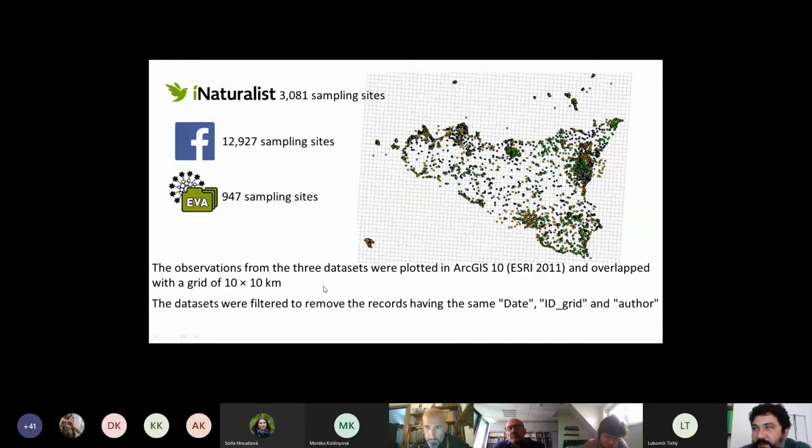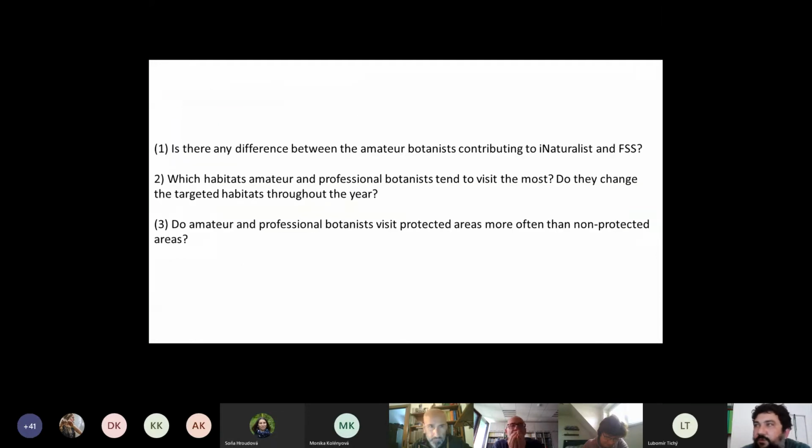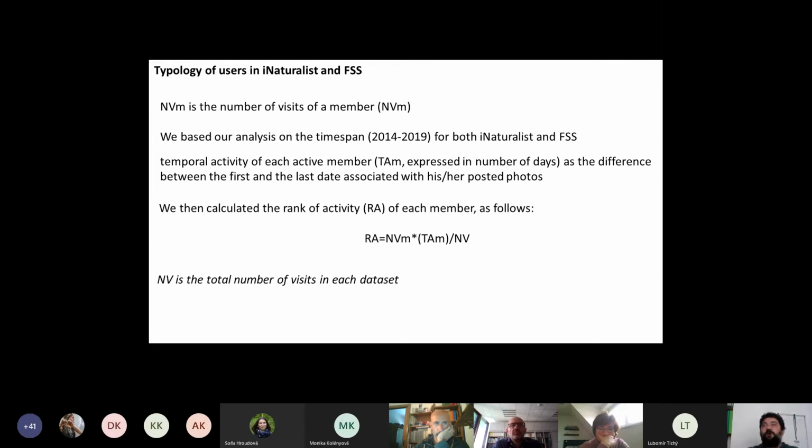Then we filtered the dataset and removed the records with the same ID, date, and author to have just one sample with this characteristic. Then our questions were: is there any difference between the amateur botanists contributing to iNaturalist and Facebook? Which habitats do amateur and professional botanists tend to visit the most, and do they change the target habitat through the years? And the final question was, do amateur and professional botanists visit protected areas more often than non-protected areas?